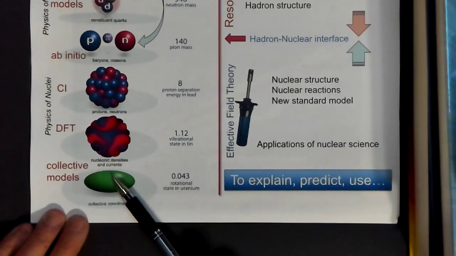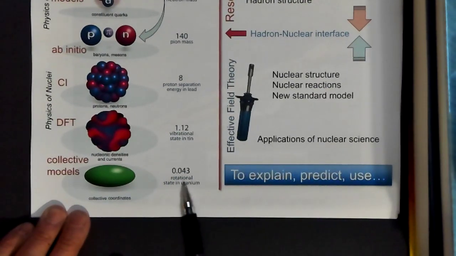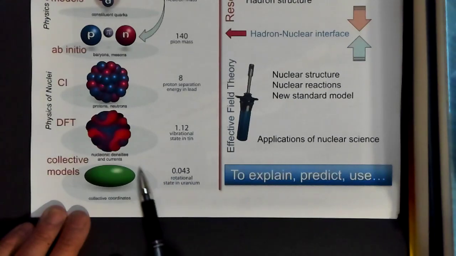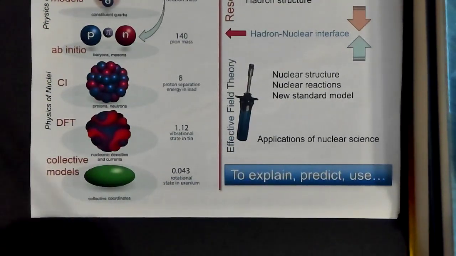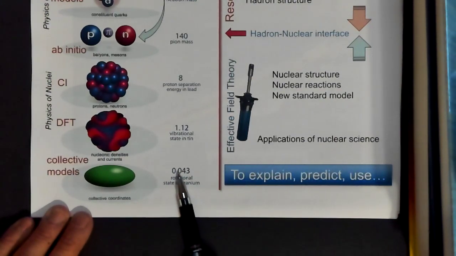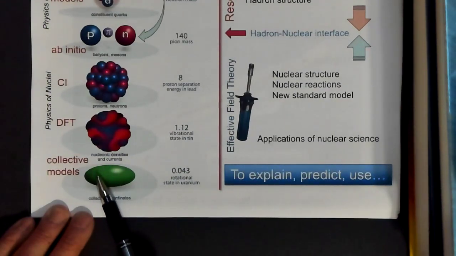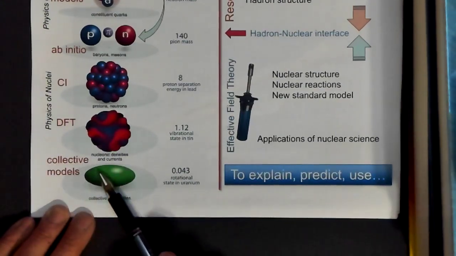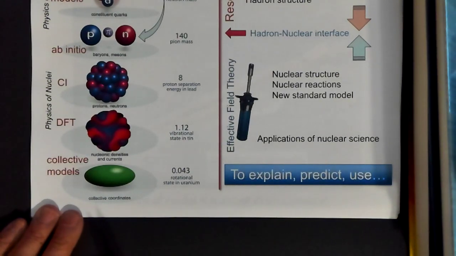If you go even further down, and maybe you're trying to understand some very low rotational excitation, remember we were talking about deformed states and these rotational excitations you can get. This would be on the level of about 43 kiloelectron volts, or 0.043 megaelectron volts, and for this you would prefer to use some sort of a collective model to describe these rotational states.